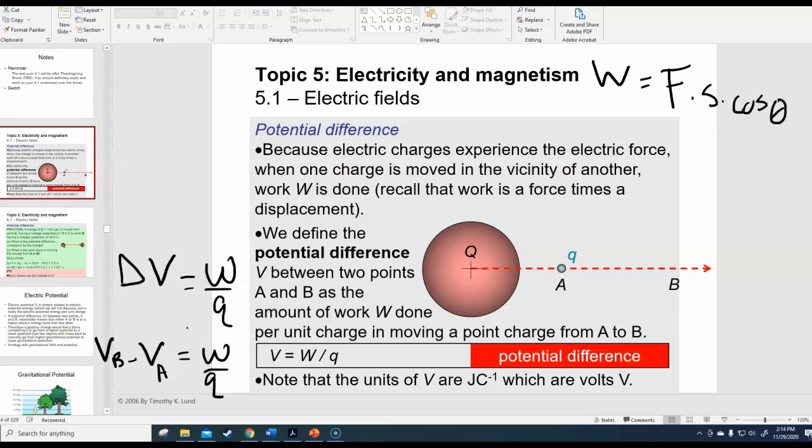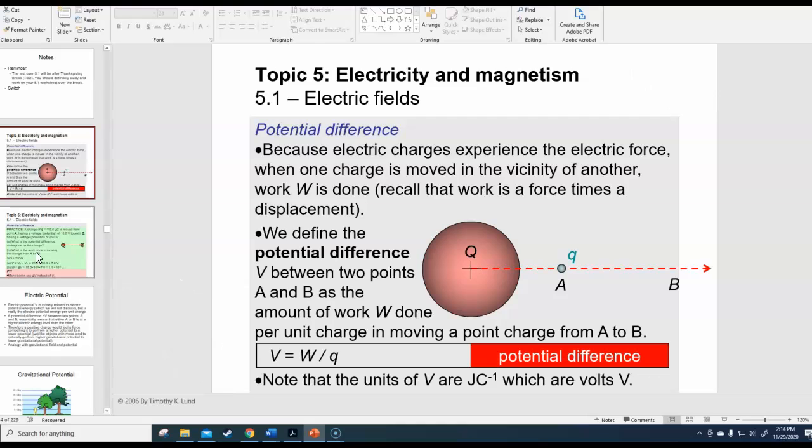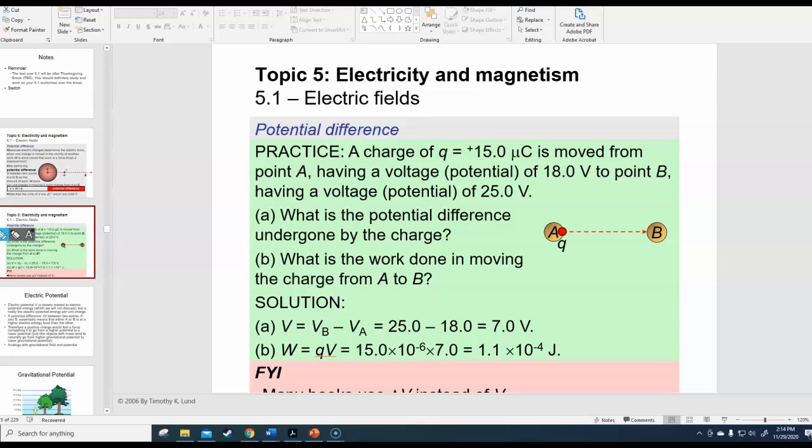Okay, but using this definition, let's do a quick example. So let's say we have a charge of 15 microcoulomb, and we move it from point A to point B, and we're told that the electric potential at point A is 18 volts, and the electric potential at point B is 25 volts.